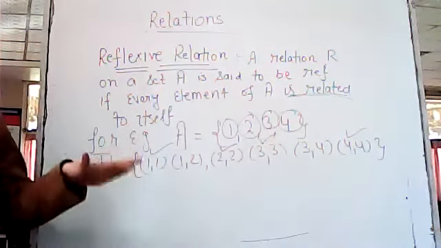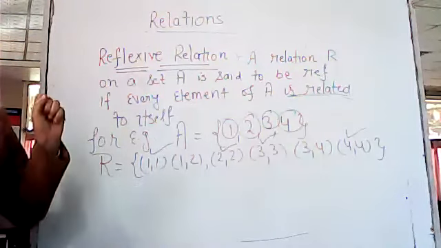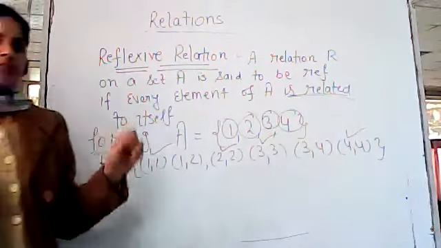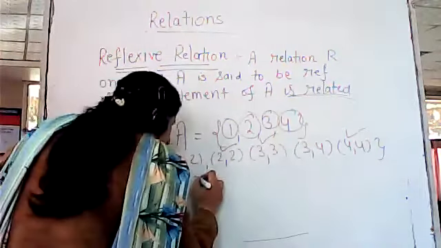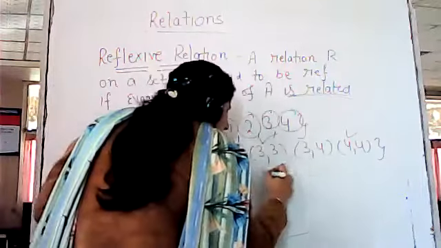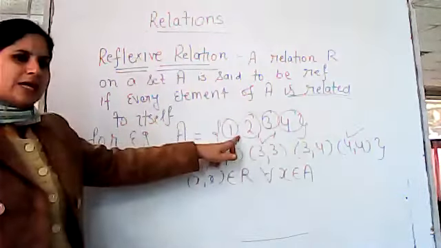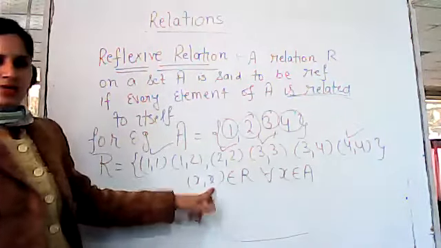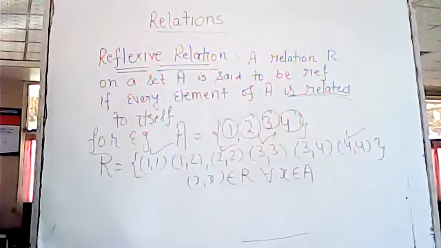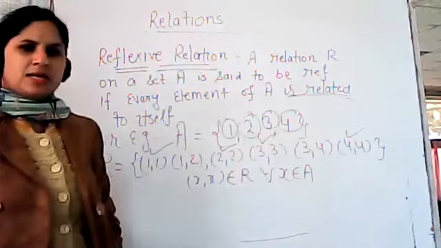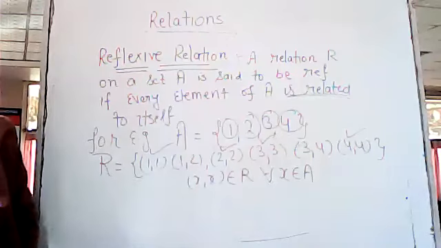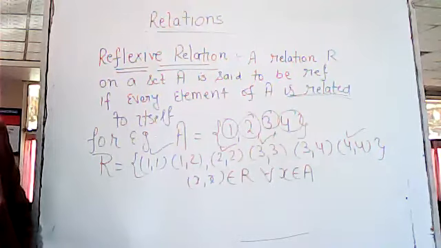So this is the definition of reflexive relation. A relation R on a set A is said to be reflexive if (x, x) belongs to R for every x belongs to A. For each element of this set, there must exist this relation. Any doubt in this definition? Is the definition of reflexive relation clear? If you have any doubt, then you can ask. Otherwise, we are going to solve some more examples.